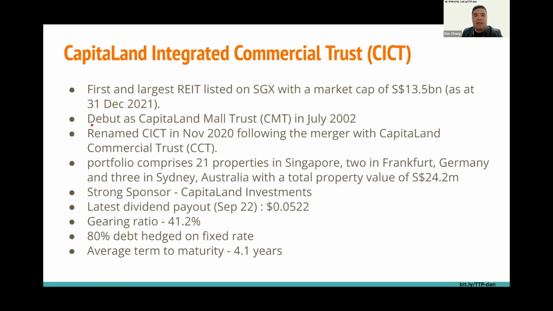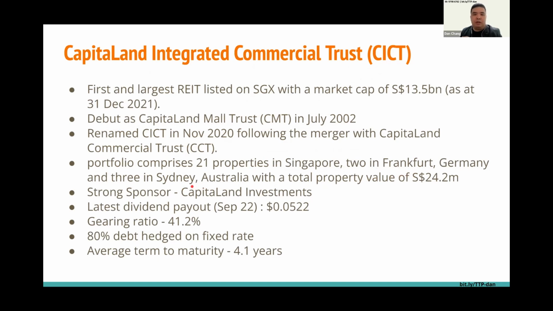Back in July 2022, they actually debuted as Capital Mall Trust, but they were renamed CICT because they merged with CapitaLand Commercial Trust, hence becoming a two-in-one REIT that comprises retail and office. Together, their portfolio comprises 21 properties in Singapore, 2 in Frankfurt, Germany, and 3 in Sydney.